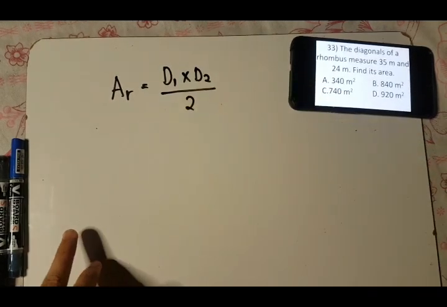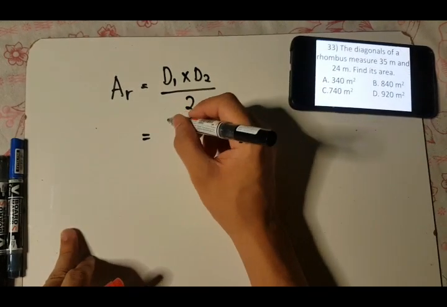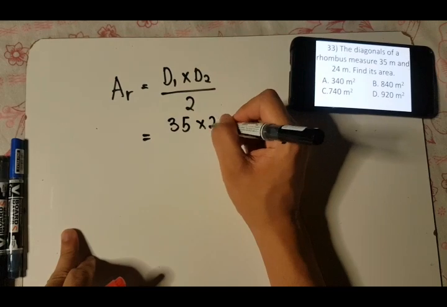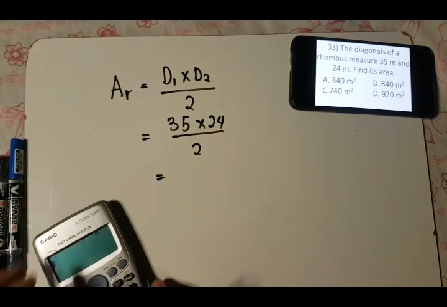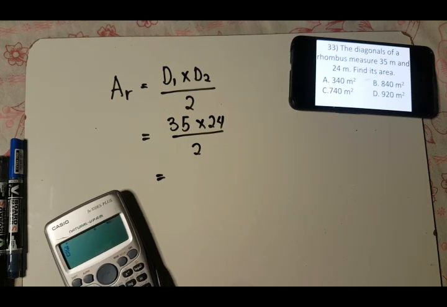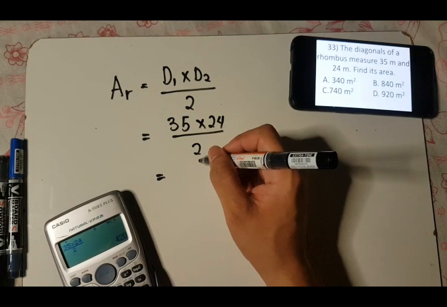Anyway, so formula again sa area ng rhombus, that is diagonal 1 times diagonal 2 over 2. So, 35 times 24 over 2. Input niya lang sa calculator, 35 times 24 over 2. That is 420.